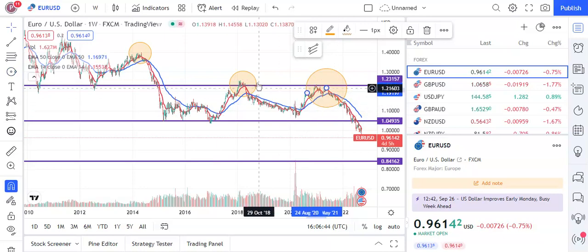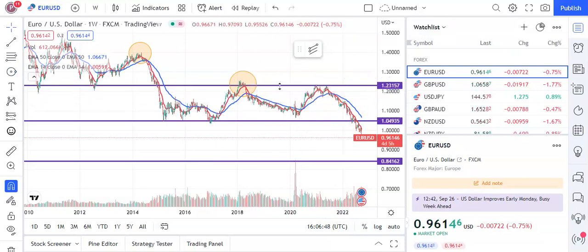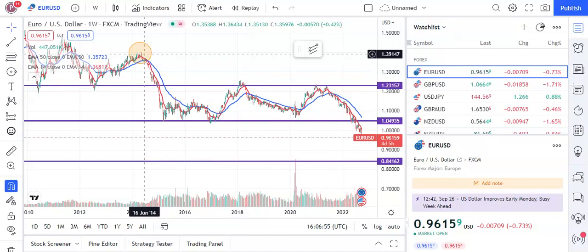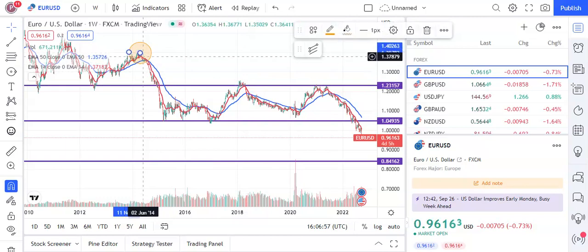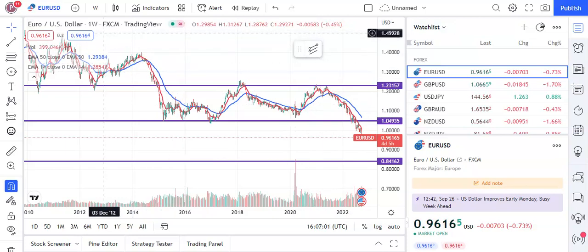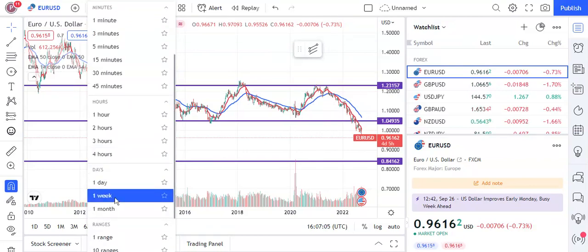So what am I saying? This is a downtrend on a weekly time frame, Euro USD. You can see that what is happening on the monthly time frame is equally happening here on the weekly time frame. So I can identify a downtrend. I'll go to the daily time frame to see what is happening.